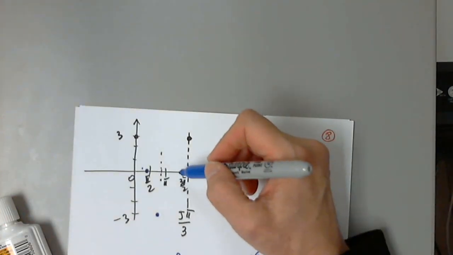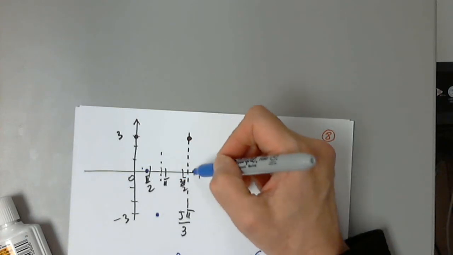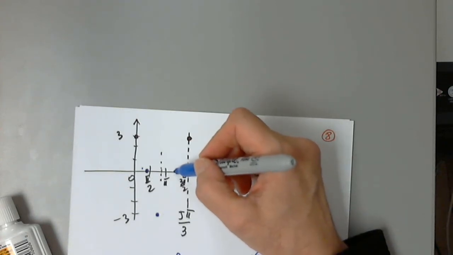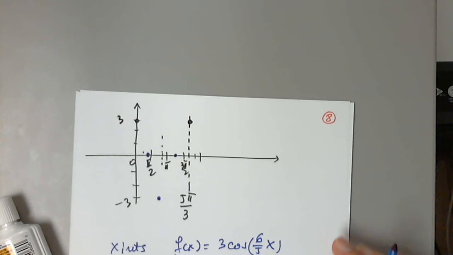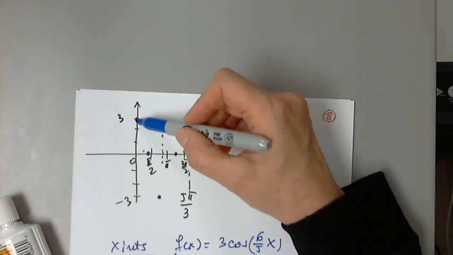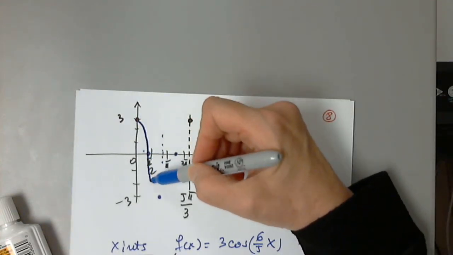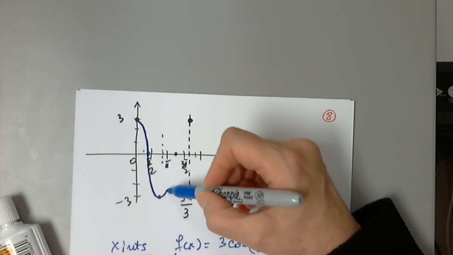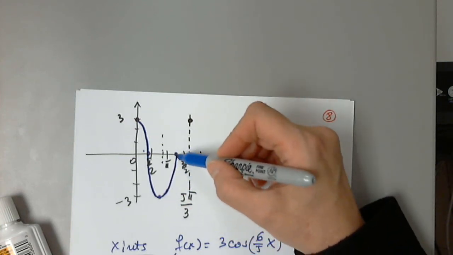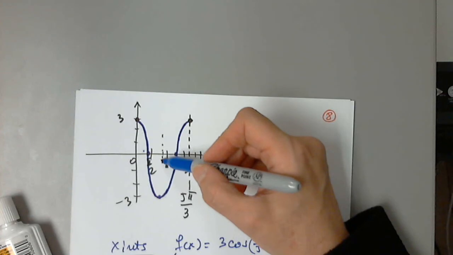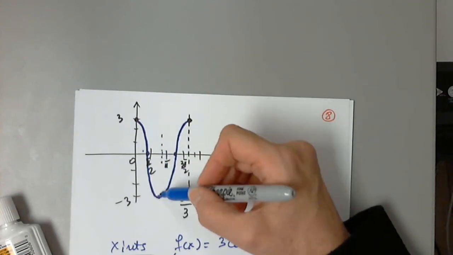So pi, this is it. They have to be symmetric. The 2 points have to be symmetric with respect to the minimum.